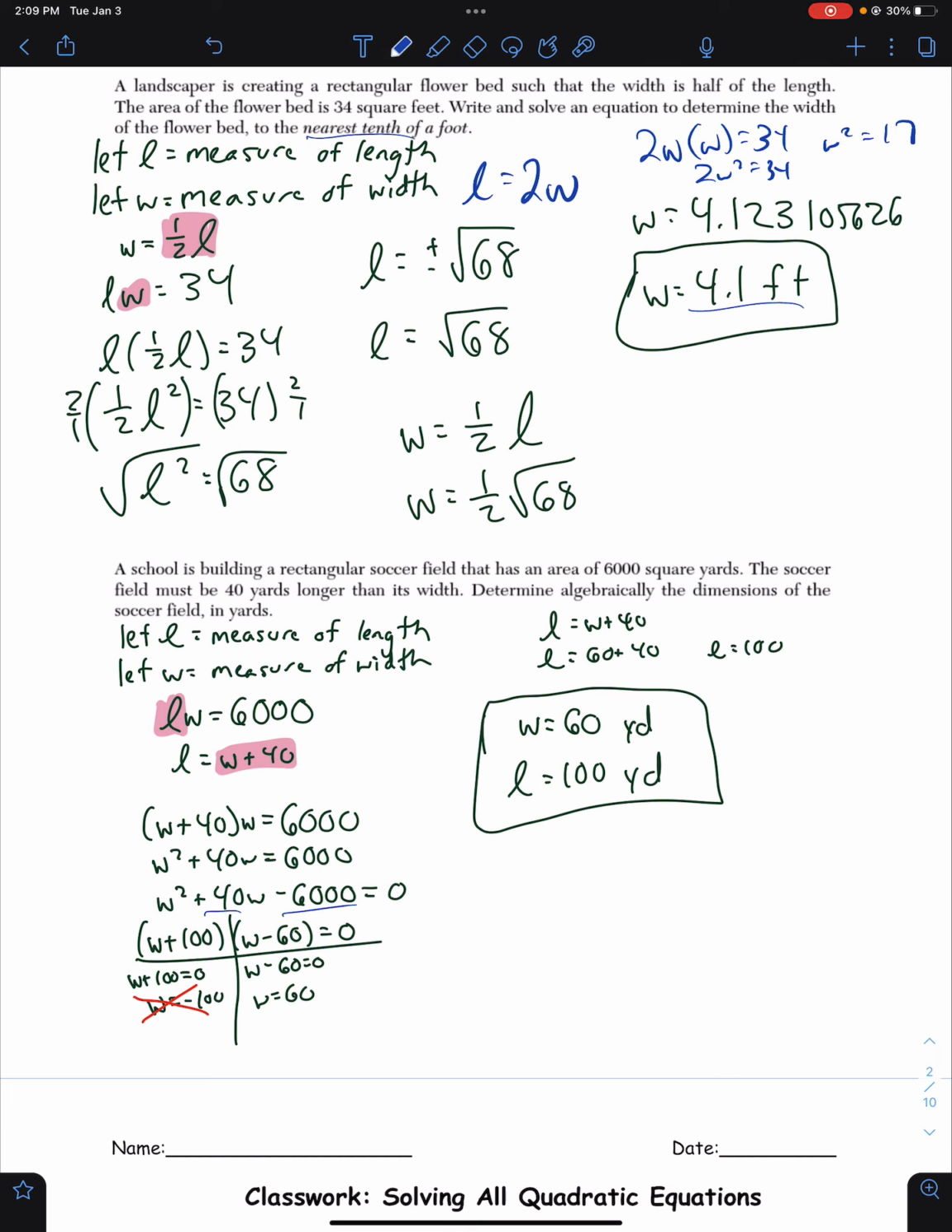But you could also factor it, and you get 60 and negative 100, but why do I cancel out negative 100? Well, you can't have a negative amount of yards. So that is a rejection. So the only width we can have is 60. And then we just got to plug that back into our equation. To either of them, I'm going to plug it back into the bottom one. So 60 plus 40 gets you 100 for the length. So that's it. The rest of the classwork is homework.